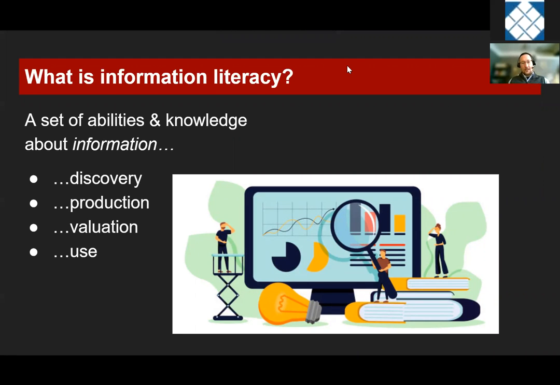So information literacy for us, and we talk about this as an industry a lot, is the ability and the knowledge to look at information discovery, how you search for stuff; information production, how it's created and what that means; and information's value, whether it's a societal value or monetary value, all those things. And then how information can and should be used and how it often should not be used. That set of abilities and knowledge is what information literacy is.